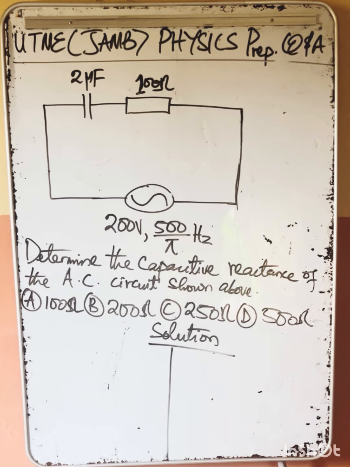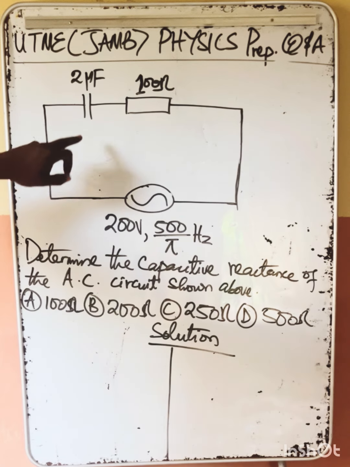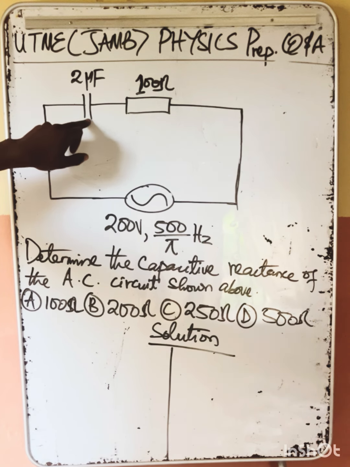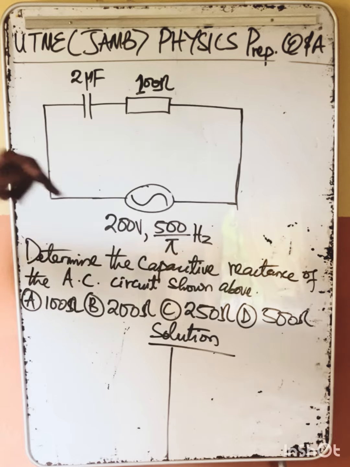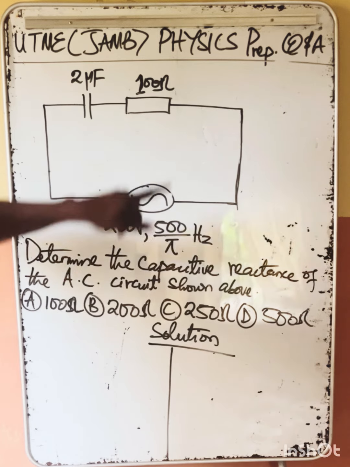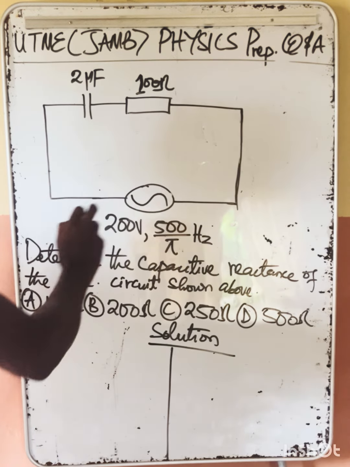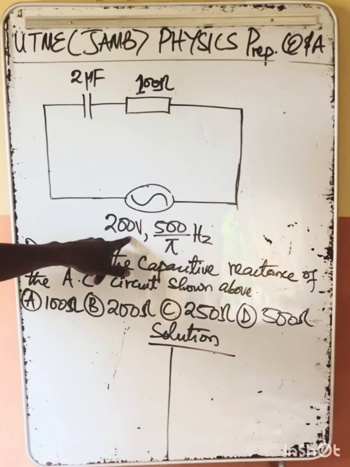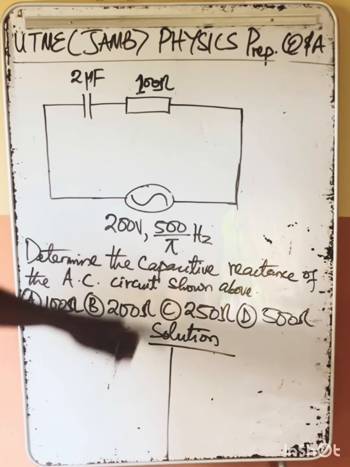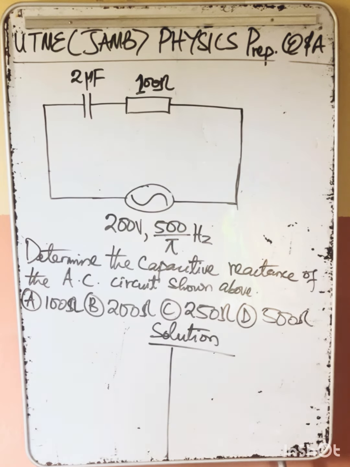So if you look at the circuit diagram with your thinking eyes, you see that the capacitor here, this symbol is for a capacitor, has a value of 2 microfarad. The resistor has a value of 100 ohms, and the AC source here has a 200 volt power source at a frequency of 500 over pi hertz. Okay, so with all these values given, we are asked to determine the capacitive reactance of the AC circuit.